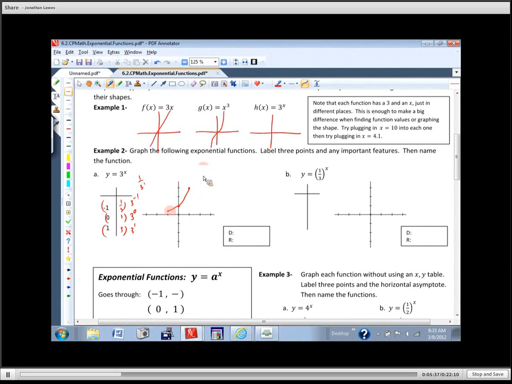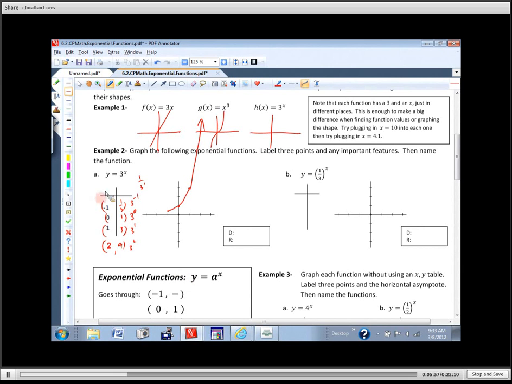And then we want to talk about what happens out on the ends here. So if I were to plug in a 2, this would be 3 squared, and 3 squared is 9. So what happens is this grows really quickly. I'd have to go way up here to get to the next point. So it gets really steep. So it continues in that direction.